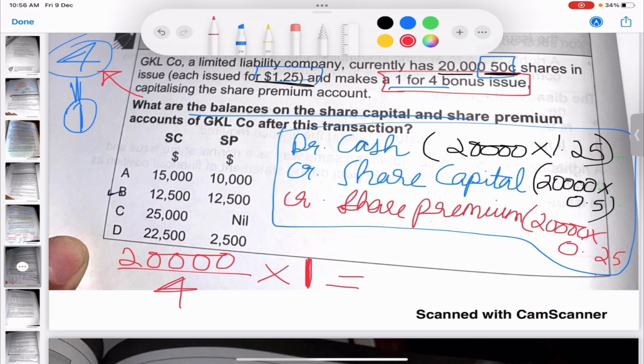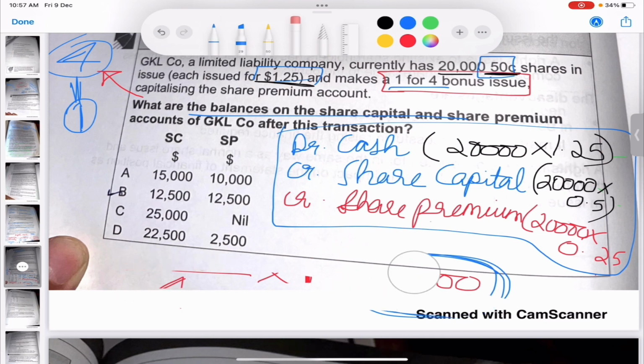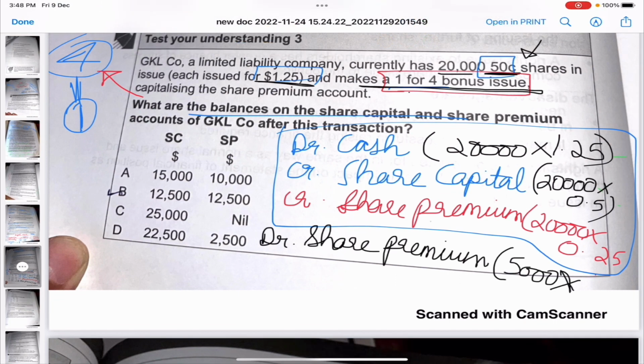So what will this be? 5,000. So what are the number of new shares? The new shares are 5,000. I hope you're solving the question along with me. So 5,000 are the new shares now. You got it? Okay. So we know that in a bonus issue. Okay. So then what will be the next journal entry?